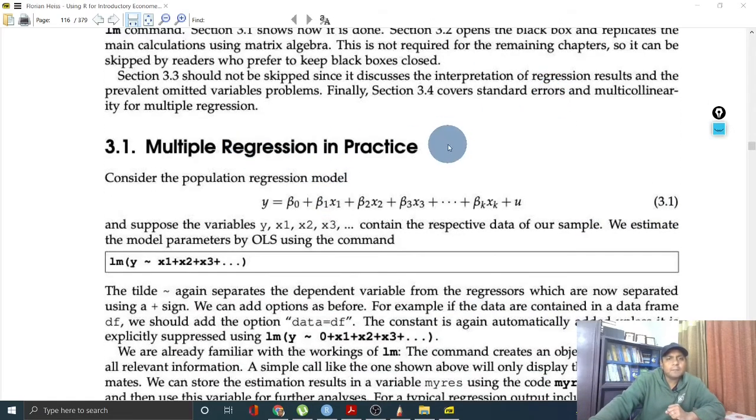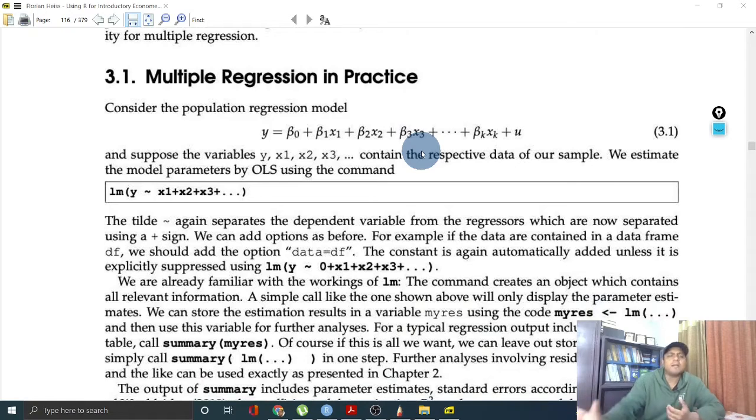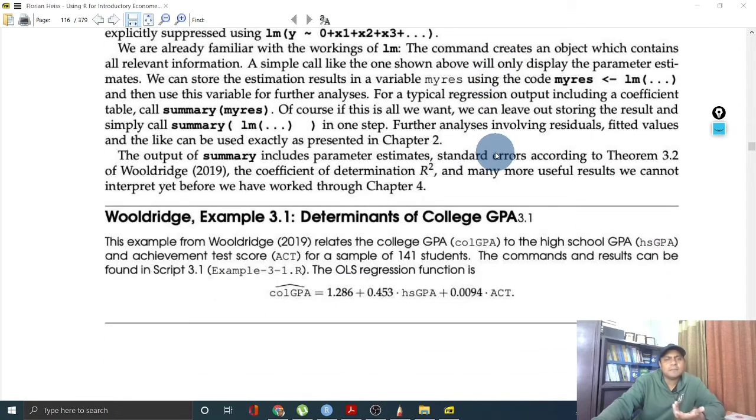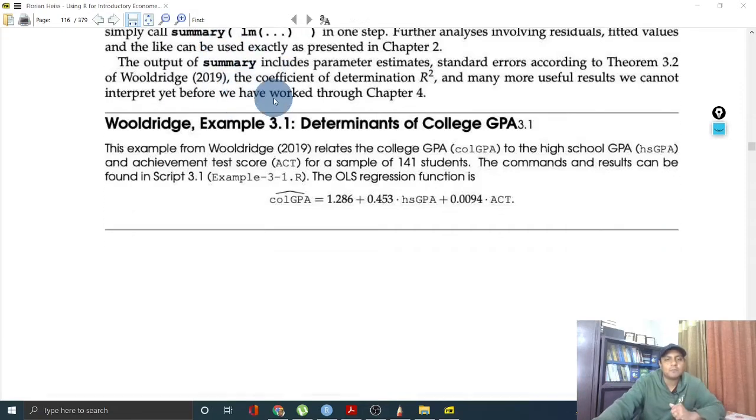Now, multiple regression in practice. As you know, multiple regression means that there will be more regressors. So here, instead of one regressor x1, we have x2, x3 and k number of regressors. That's what it says. It's a very similar kind of regression analysis using the lm function, the lm command, which we covered in our first few videos. And using the summary command, you can get your coefficients, residuals and all other important information of the regression analysis. So that's what it says in the first few paragraphs.